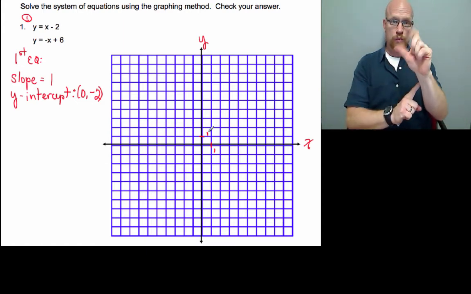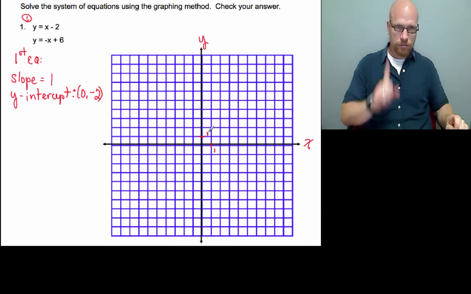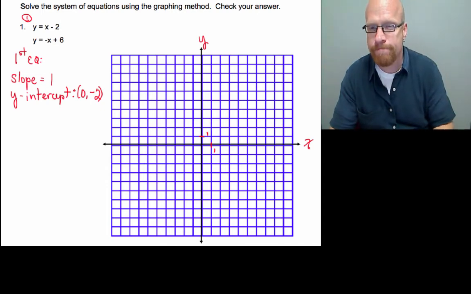Now we're going to label the y-intercept, and then we're going to use the slope to figure out where the line is going to go.